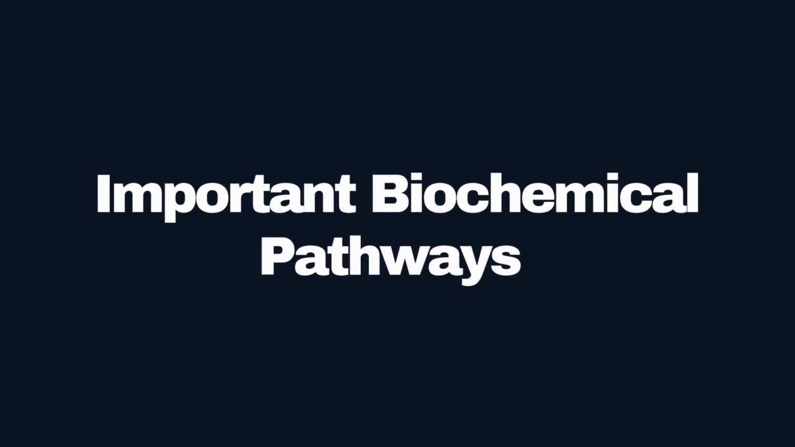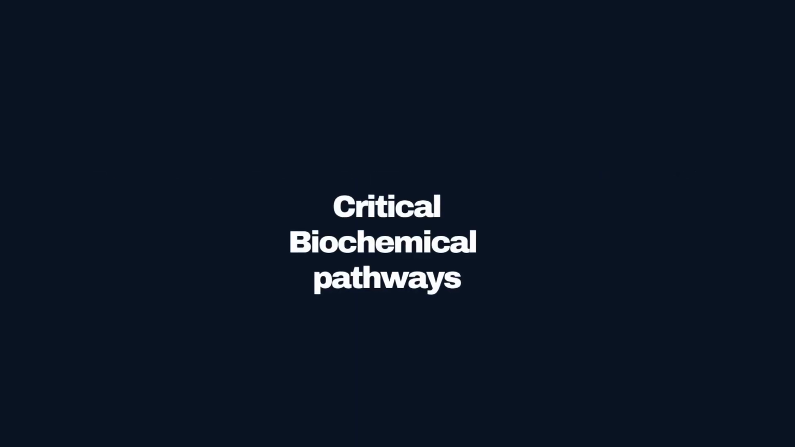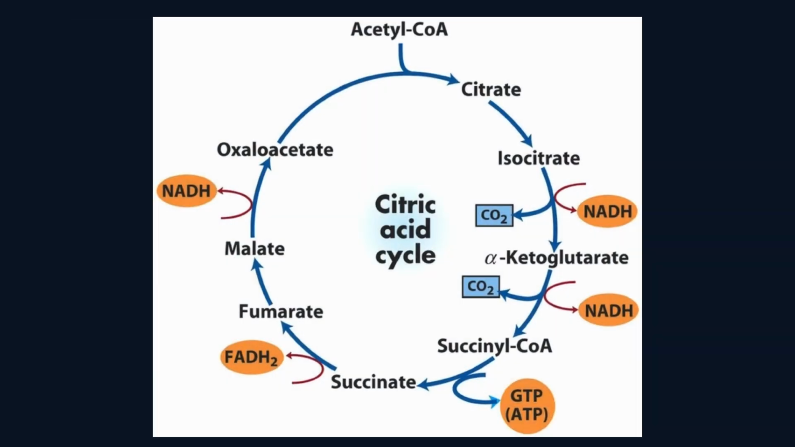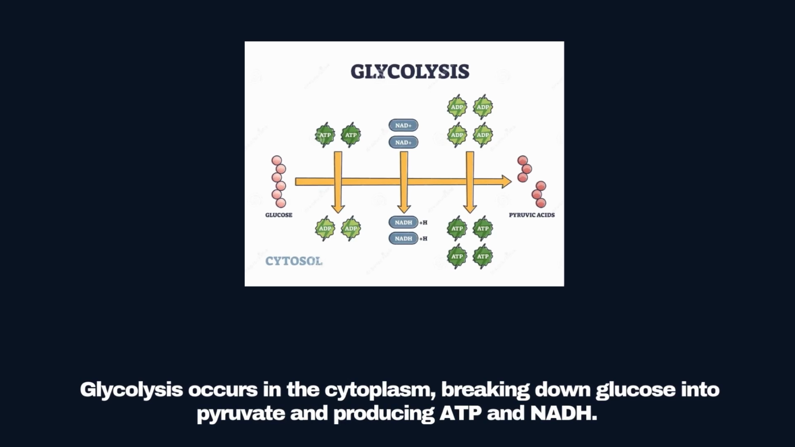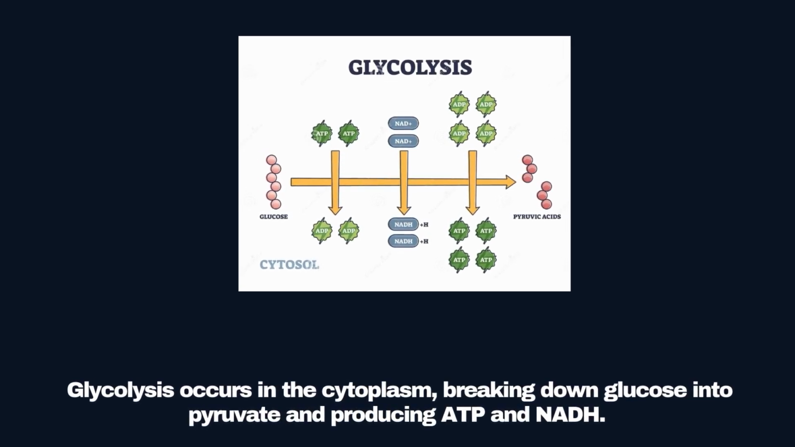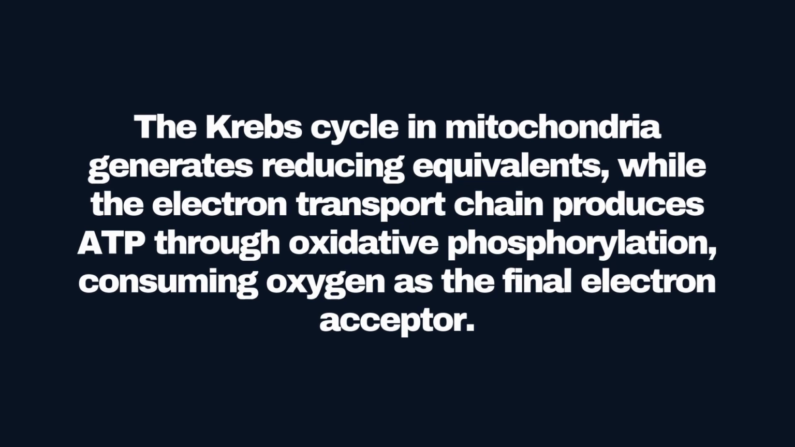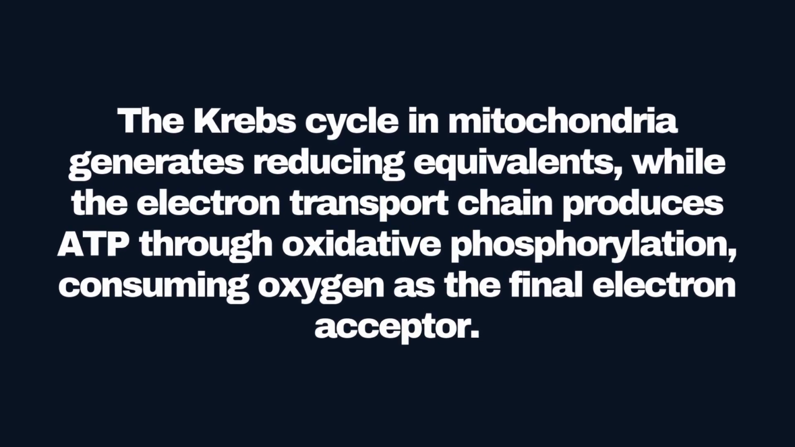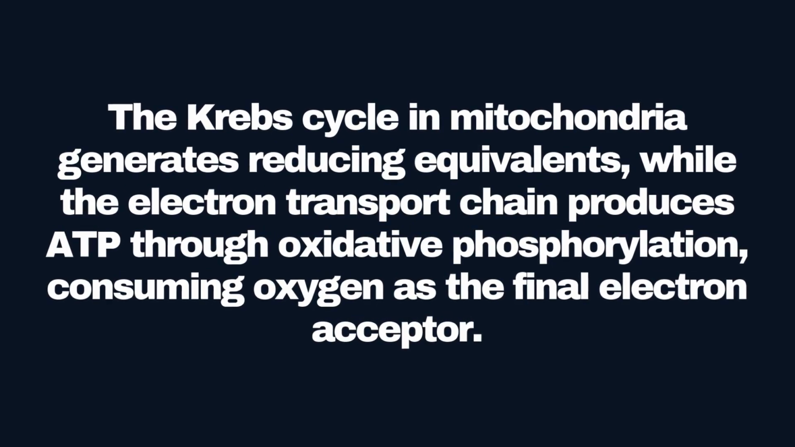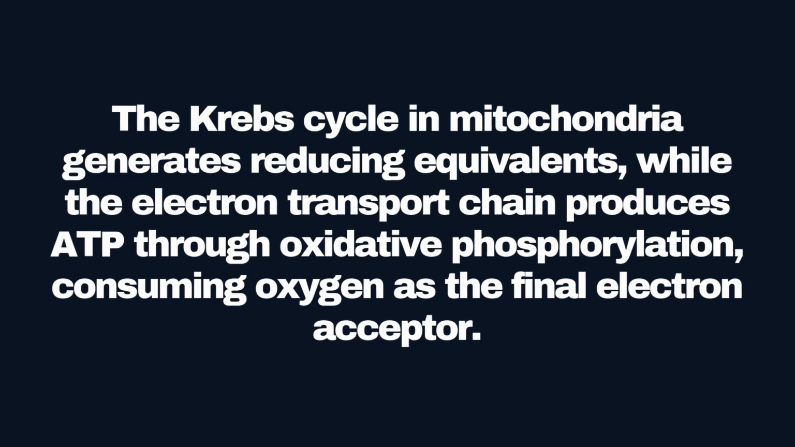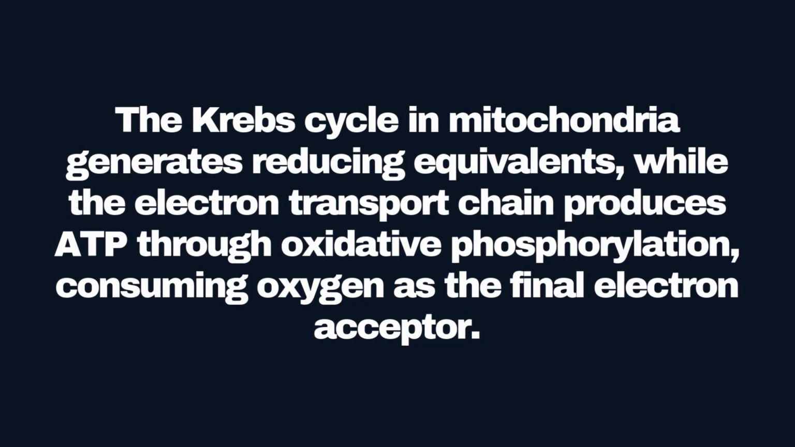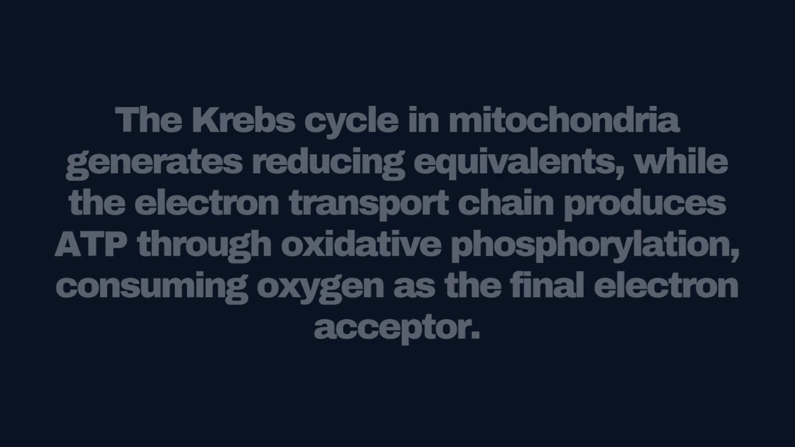Important biochemical pathways. Critical biochemical pathways include glycolysis, the Krebs cycle, and the electron transport chain. Glycolysis occurs in the cytoplasm, breaking down glucose into pyruvate and producing ATP and NADH. The Krebs cycle in mitochondria generates reducing equivalents, while the electron transport chain produces ATP through oxidative phosphorylation, consuming oxygen as the final electron acceptor.